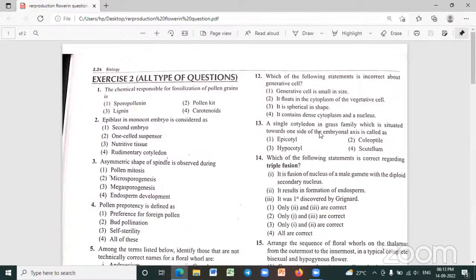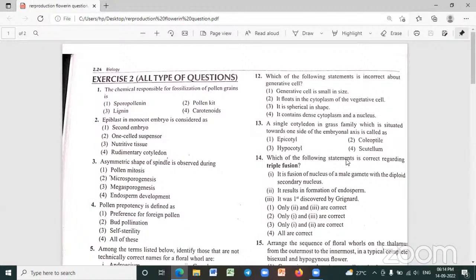One side. Which cotyledon is divided into two parts? In our grasses, particularly monocot. That part, the shield-like structure, is called as, it is not an epicotyl, and it is not a coleoptile. Hypocotyl does not come here, and scutellum is the correct one. So for the 13th, scutellum is the correct one, because it is the single cotyledon of the grass family, situated towards one side of the embryonic axis, which is called scutellum.